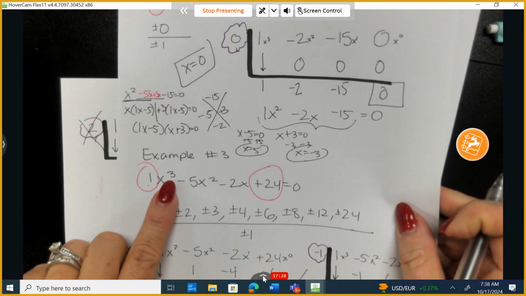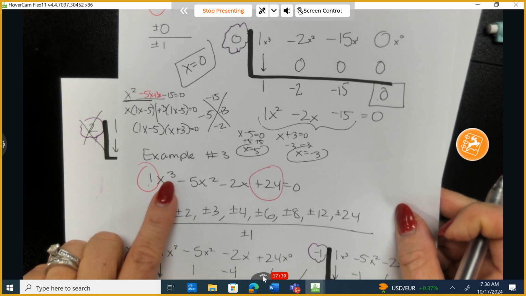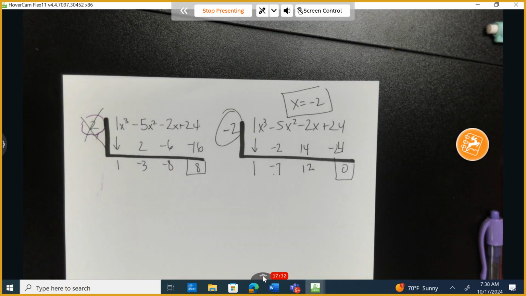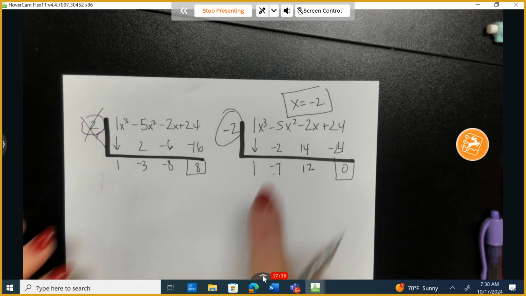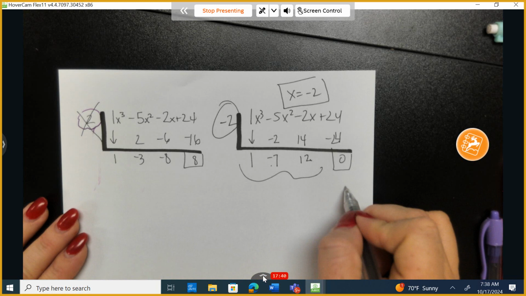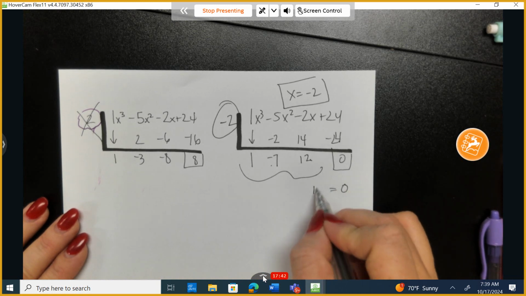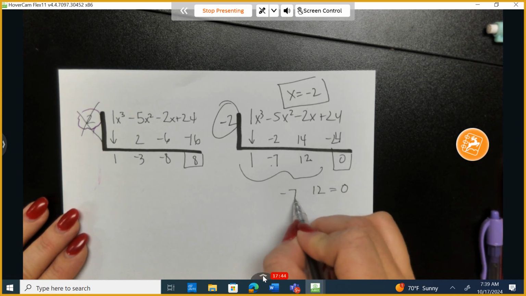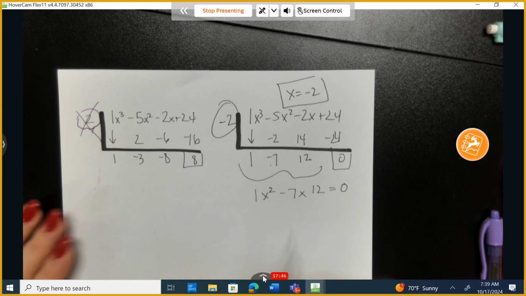Notice that in example number 3, I should have 3 solutions, one of them being -2. What do I do once I find that out? Well, when we're working with the cube, it's really nice because this remainder, I can go 0 equals, and I'm going to work backwards. No x cubed, 1x squared, -7x, +12.